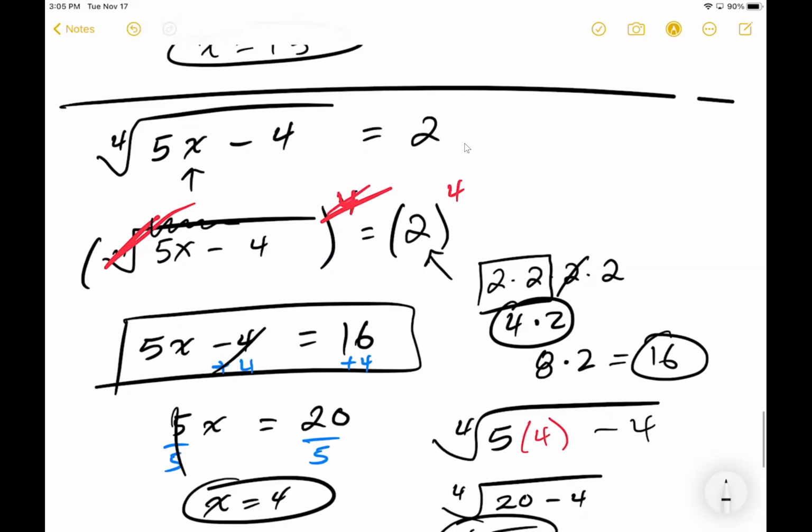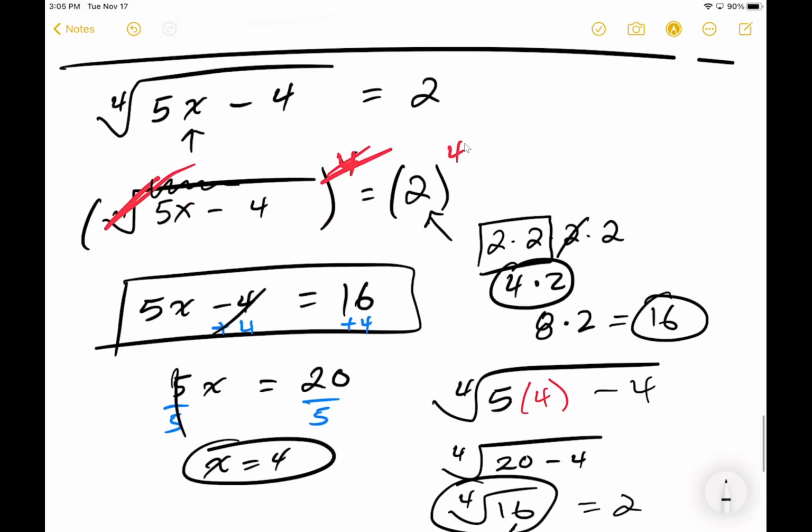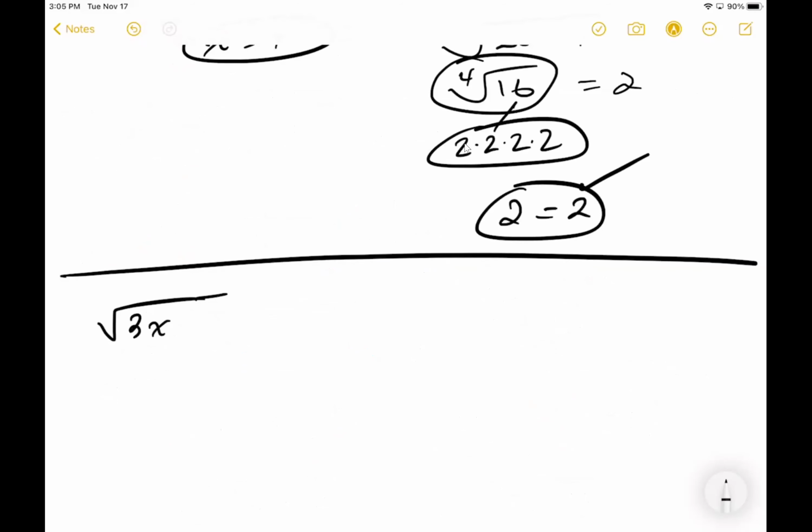Let's do one more, and let's go back to a square root. Let's say 3x plus 7. It's a little bit hard for me, and the answer might not be a whole number because of the 3s, but it's okay. Let's say we have this problem, ladies and gentlemen.